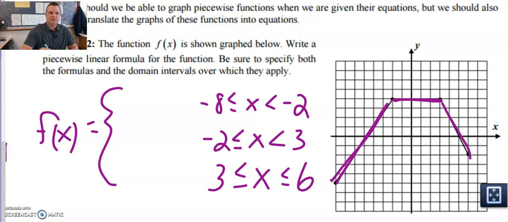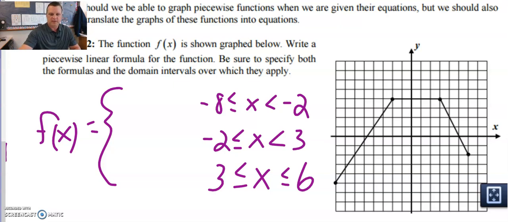Because if it's not a continuous graph, meaning it doesn't connect, then you could have two output values for the same input value. Therefore, it is not a function. Okay, so from this information now, we have to find the equations. So clearly they're all lines.